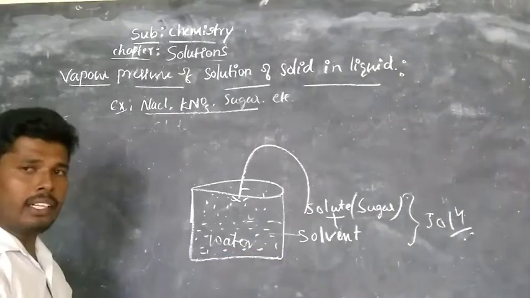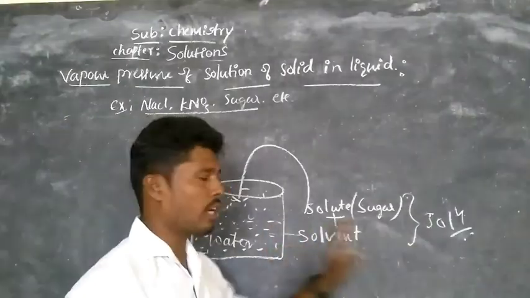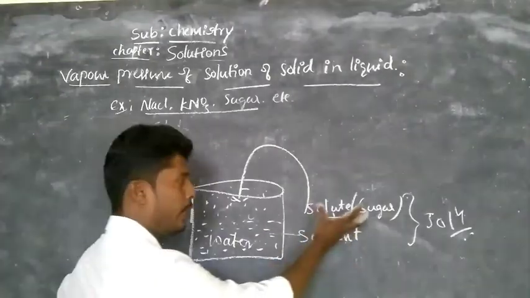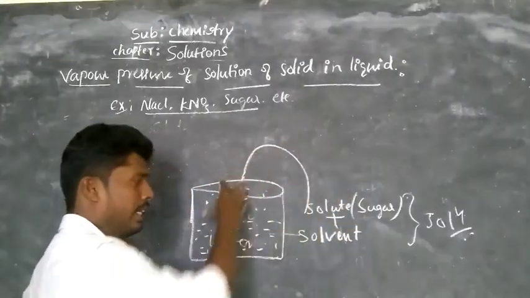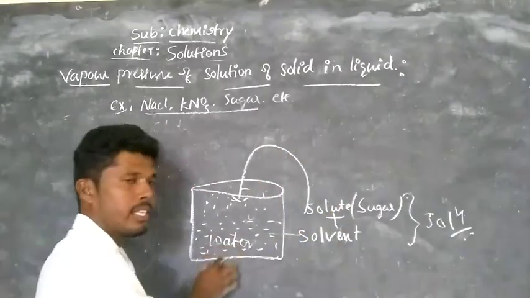Now observe here, the vapor pressure of the solution depends on the quantity of solute that is added to the solvent.